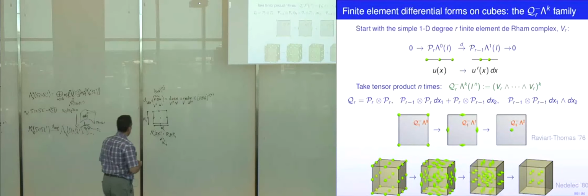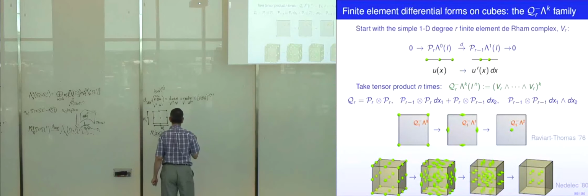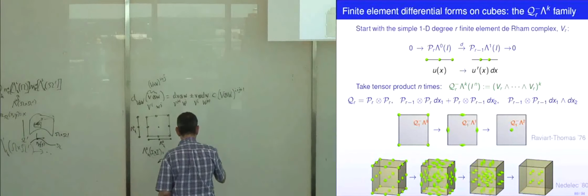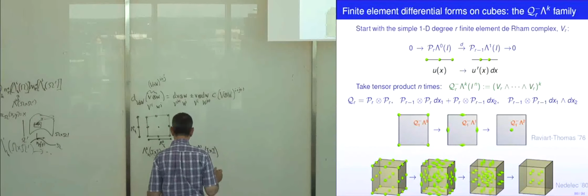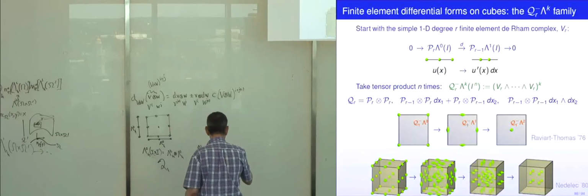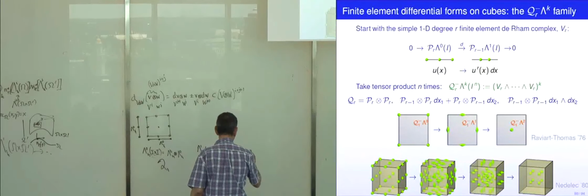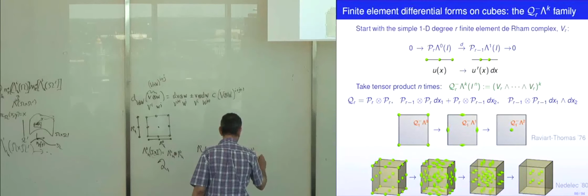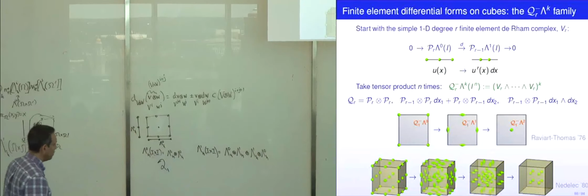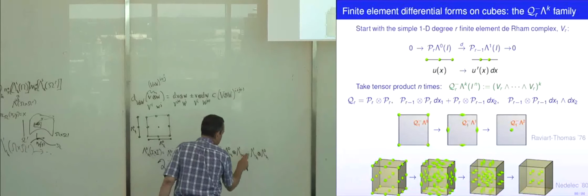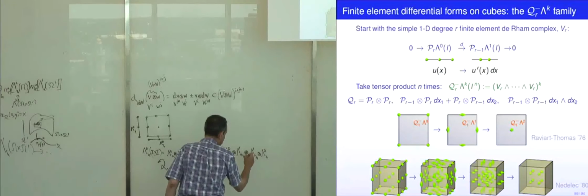But the next case is a little bit more interesting, because lambda 1 h of the square is defined to be the sum of 2 things. One is lambda 0 h of the interval tensor lambda 1 h of the interval, and the other one is lambda 1 h of the interval tensor lambda 0 h of the interval. That was the definition of the tensor product of complexes.